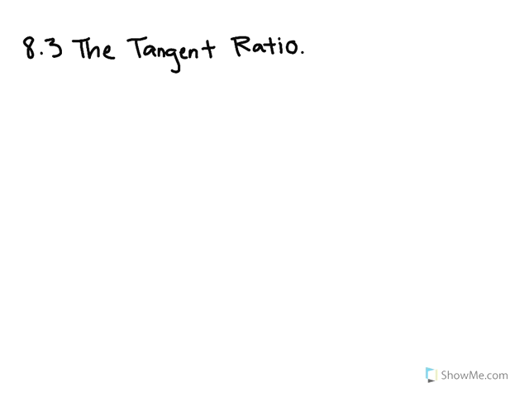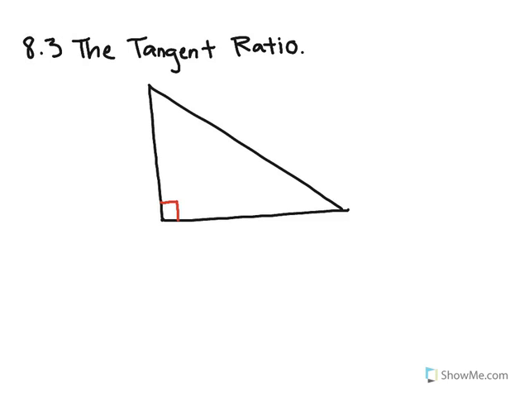In this tutorial, we're going to start talking about our very first trigonometric ratio, which is called tangent. And the word trigonometry is very simply the study of triangles. So before we can actually do this, we need to understand the different kinds of sides that we have when we talk about these ratios.